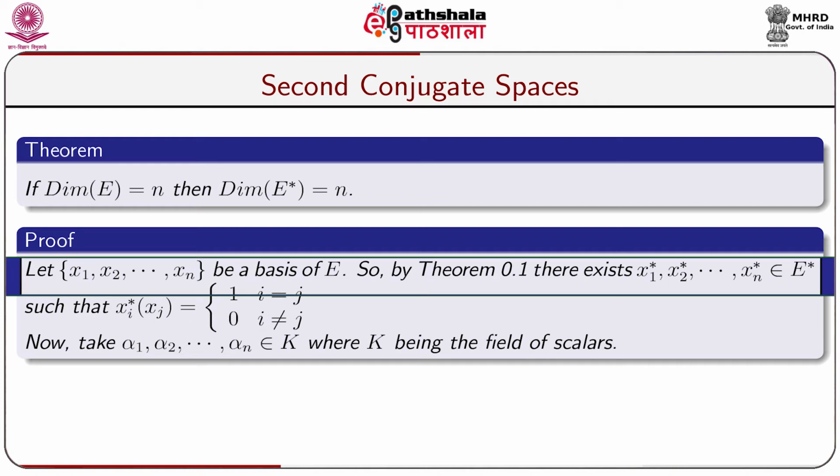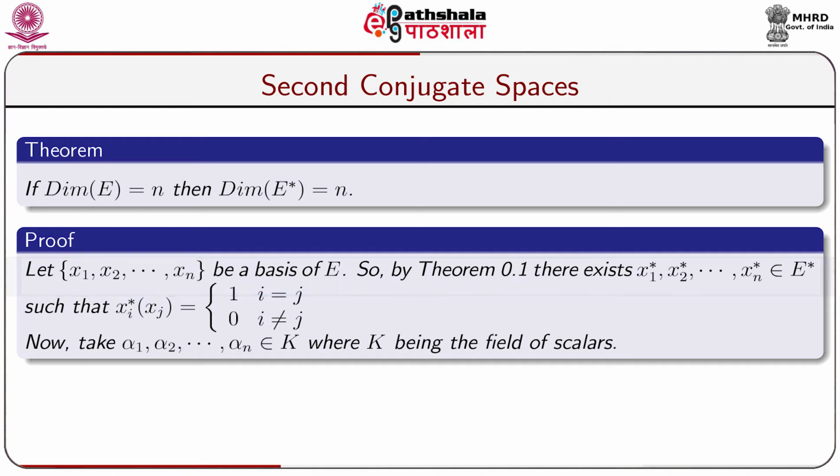Let x1, x2, dot dot dot, xn be a basis of capital E, because the dimension of E is assumed to be equal to n. So, by the earlier theorem, there exists a set of functionals x1 star, x2 star, dot dot dot, xn star belonging to E star such that xi star(xj) is equal to 1 if i equals j and is equal to 0 if i is not equal to j. Now, let us take a set of scalars alpha 1, alpha 2, dot dot dot, alpha n belonging to K, where K is the field of scalars.